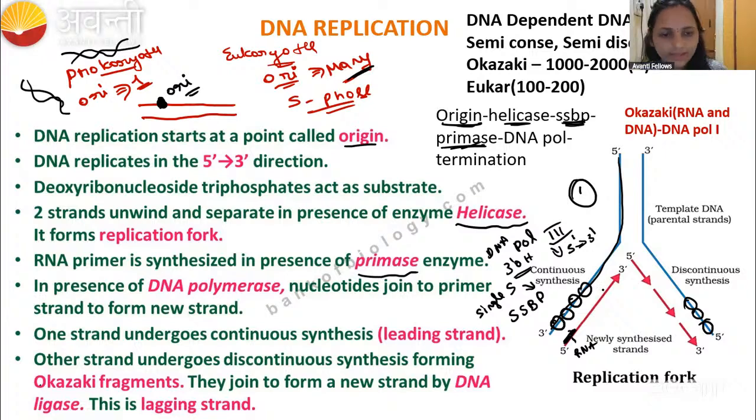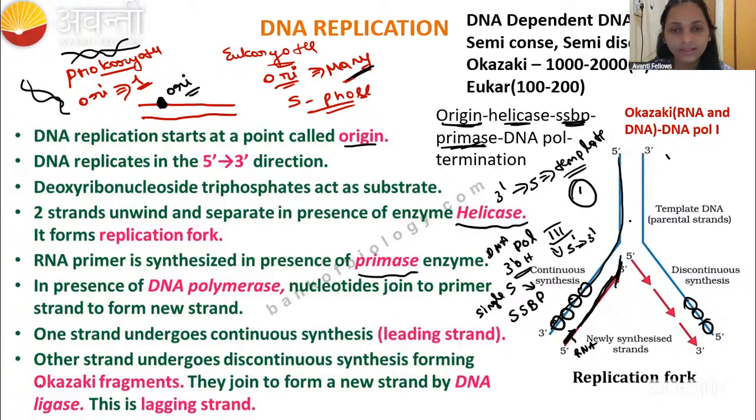This is called a replication fork. It looks like a Y, right? Replication fork. Here, see the 3' to 5' strand. It is acting as a template strand. In both cases, the 3' to 5' strand is going to act as the template strand. And here you can see that the DNA synthesis will be continuous on the 3' to 5' template strand. The DNA synthesis is continuous and the DNA is moving towards the replication fork.